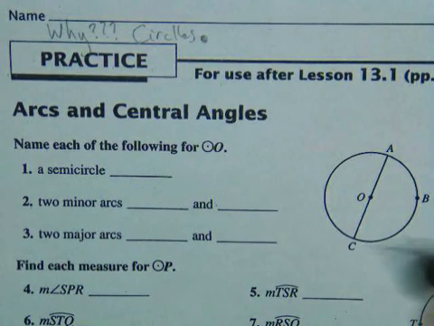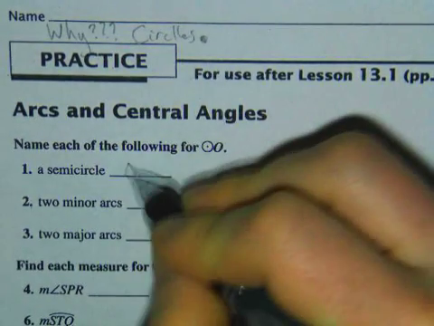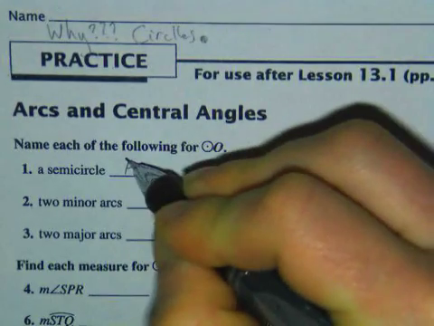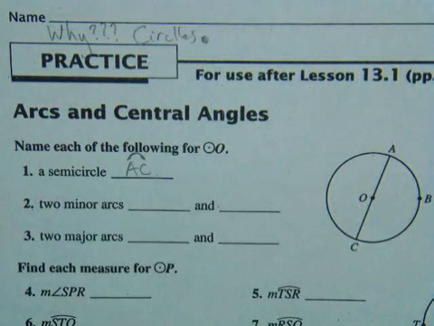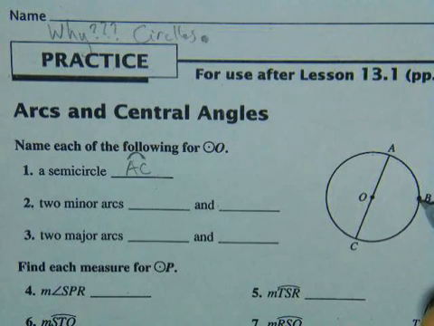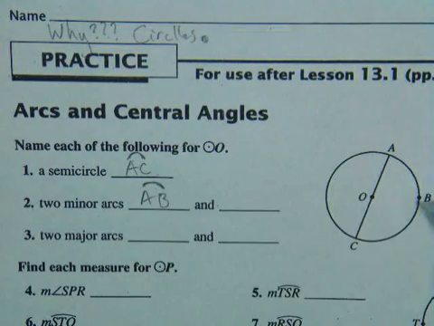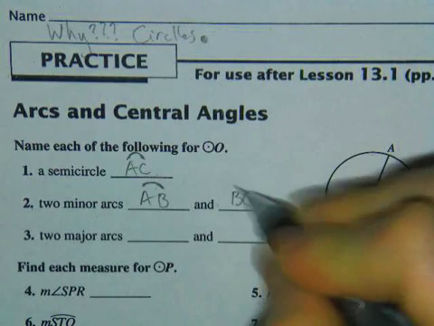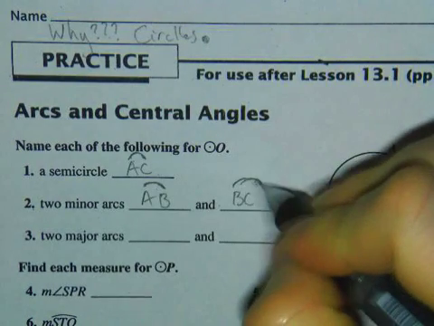A semicircle is half, obviously, so I just call that AC. You just use two letters there, and then instead of a line we're going to have a little arc. So minor arcs: minor, little; major, big. We can use some context clues and some reality clues for that. A minor arc is something less than 180, so I go AB is a minor arc, or BA, and then BC or CB.